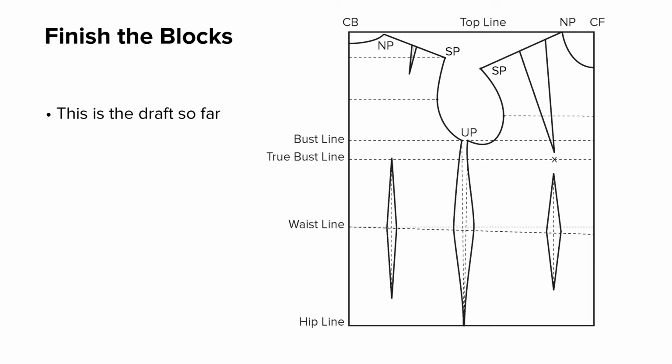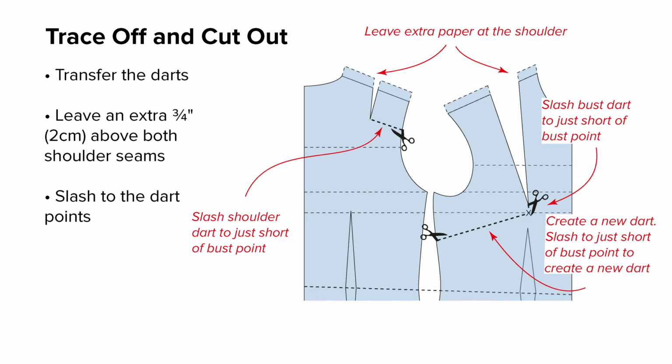Finish the blocks. This is the draft so far. Trace the blocks off onto a new sheet of paper. Leave an extra 3/4 inch, 2 centimetres above both shoulder lines. This will be trimmed away later. We will transfer both darts away from the shoulder seams to true up the shoulder seam line.